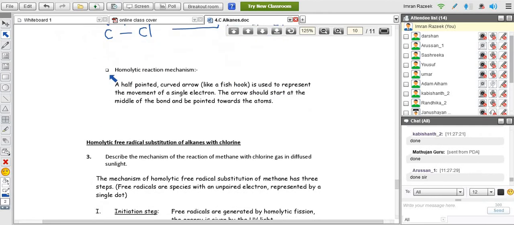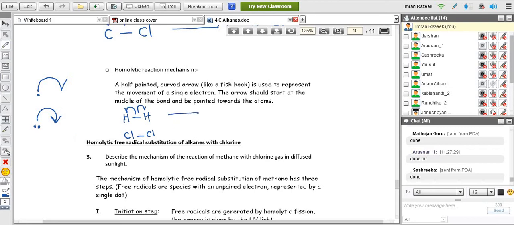Homolytic bond fission generally happens in non-polar molecules. It is a bond breaking so that each atom receives one electron. When a bond is broken homolytically, the arrow should start from the middle of the bond and point to the atom in which the bond is broken. So you use fishhook arrows. A fishhook arrow is used to show the movement of a single electron. A double-headed arrow is used to show the movement of a pair of electrons.